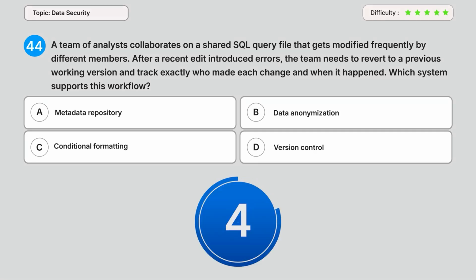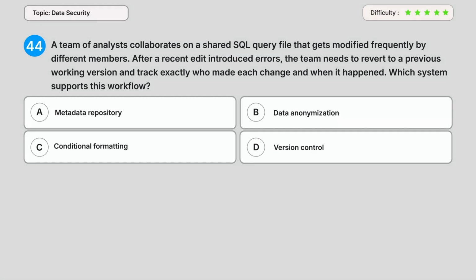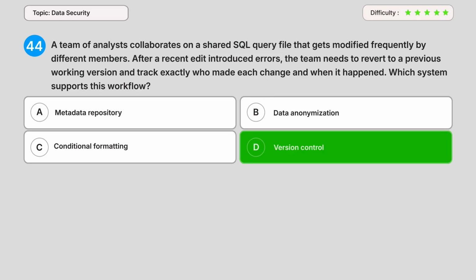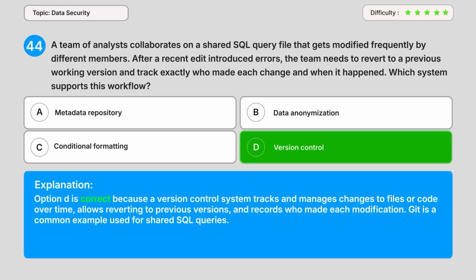Can you guess the answer? Correct answer, D. Version control. Explanation. Option D is correct because a version control system tracks and manages changes to files or code over time, allows reverting to previous versions, and records who made each modification. Git is a common example used for shared SQL queries.